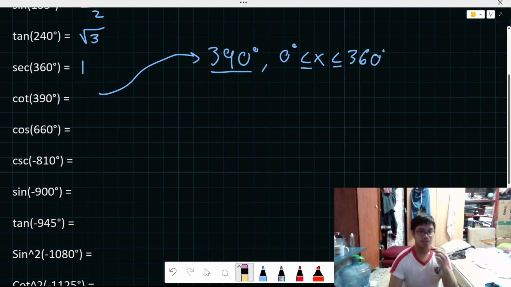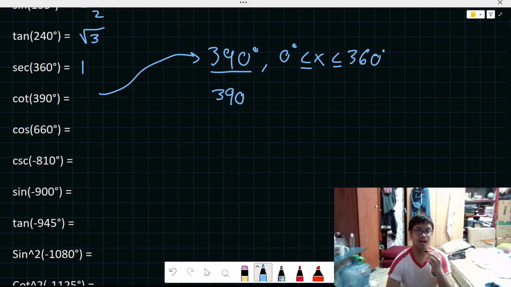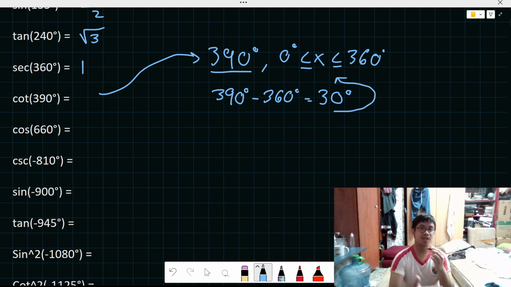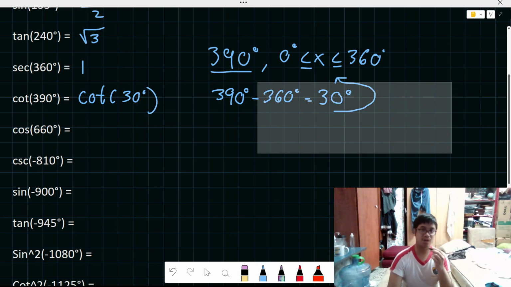So let's take a look. The best way to do that, since this one is greater than 360 degrees, is to subtract 360 degrees from 390 degrees. So 390 minus 360 is 30 degrees. Now, as you can see, 30 degrees is within the range of 0 degrees to 360 degrees. Therefore, we can say that cotangent of 390 degrees is just the same as cotangent of 30 degrees. There we go.